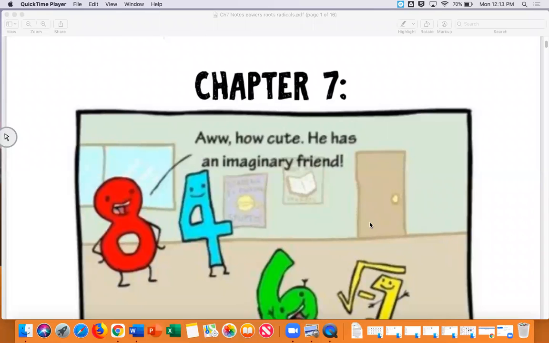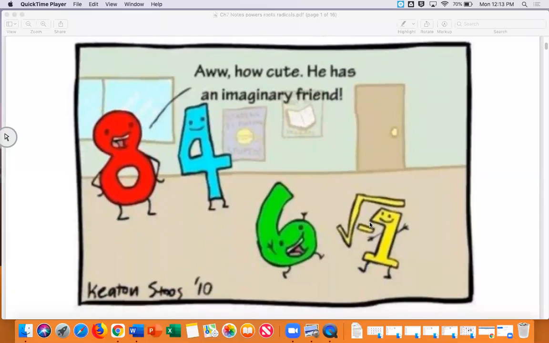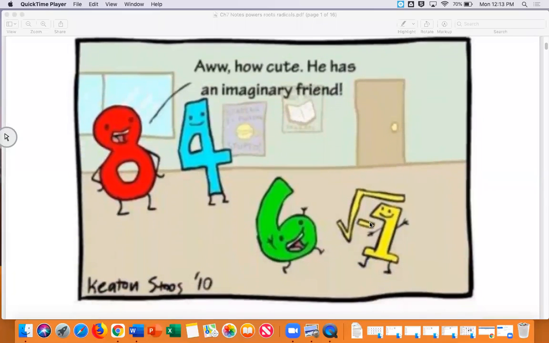Jake, you ready for this? Yes. Jake, can you read this? Oh, how cute is an imaginary friend? So we're going to be talking about what, Jake? Imaginary numbers? Very good, Jake.